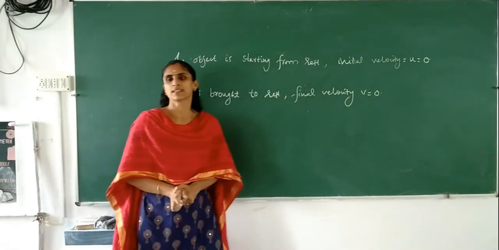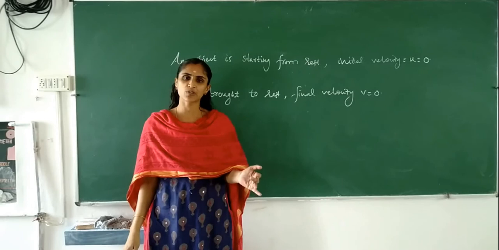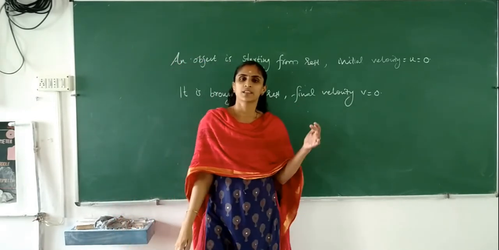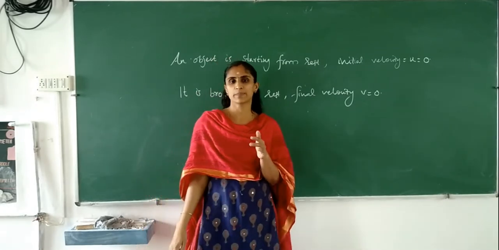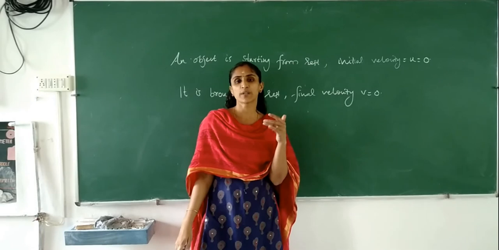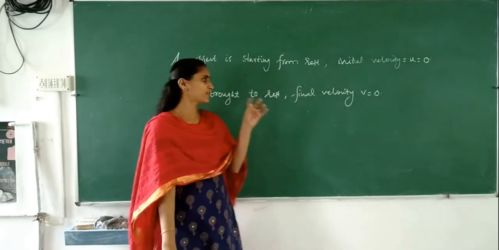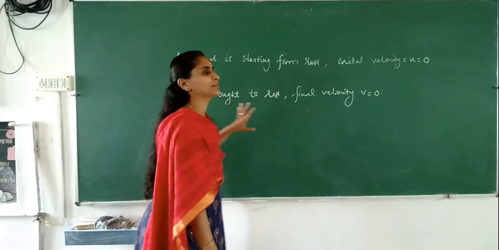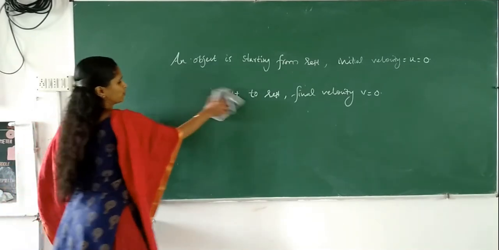Is it clear? So if it is mentioned that the object is starting from rest, you have to take initial velocity as 0, and if it is given that a car or an object moving at a velocity of 50 km per hour is brought to rest within 5 seconds, in those cases you have to take final velocity as 0. Okay? Is it clear? Now we will discuss equations of motion.